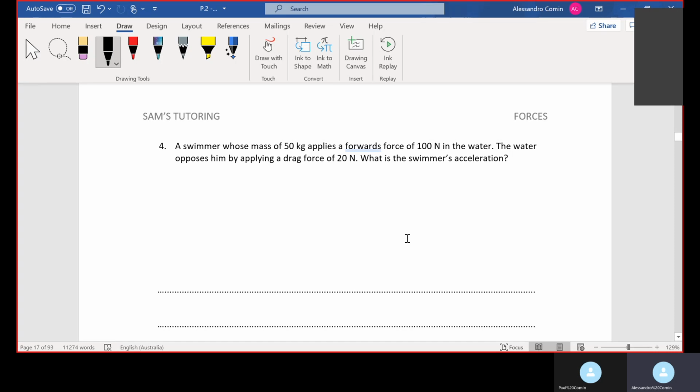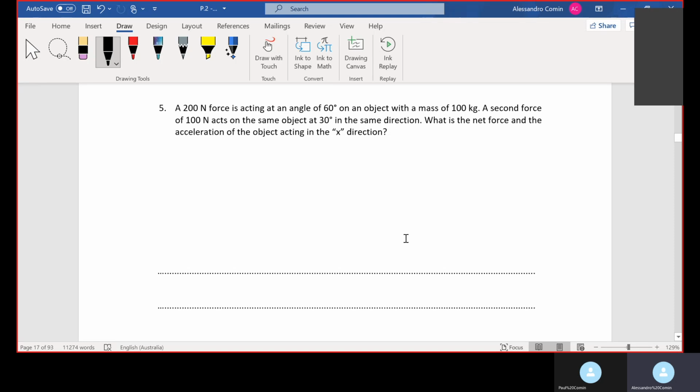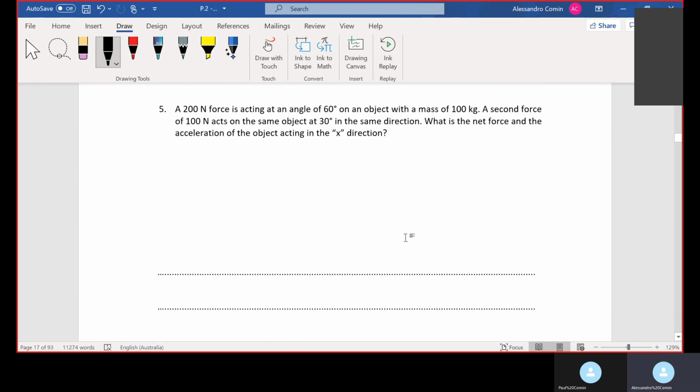Question 4 is a very similar question to question 3, so I'm not going to go through that. And then question 5 is a very interesting question. For question 5, we have forces acting at different angles. Here, once again, I have my generic object, which is a box. A 200 Newton force is acting at an angle of 60 degrees. When it just says 60 degrees without any direction, we always assume that it is above the positive x-axis.